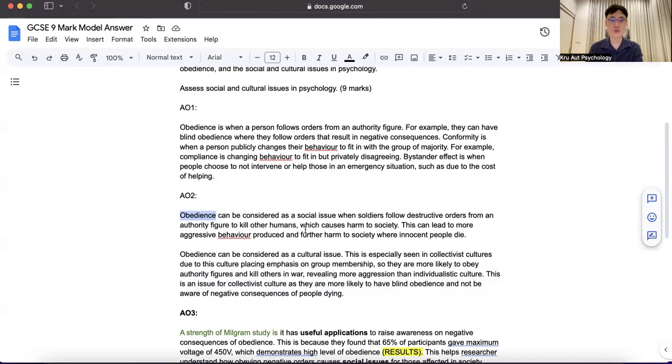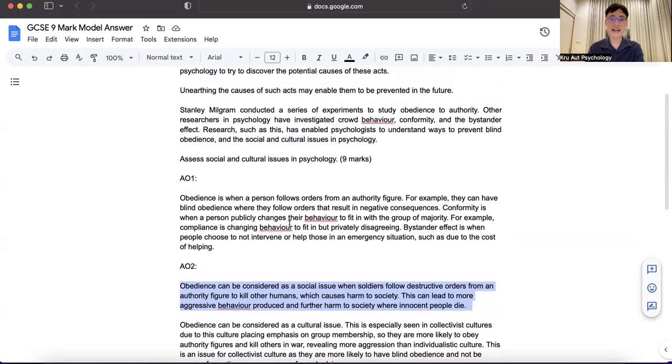Pick whether it's a social issue or a cultural issue. The thing is, we need to cover both social and cultural issues. That's going to be the 3 marks in AO2. But let's just look at obedience as an example in this video. I consider obedience to be a social issue in the first paragraph in AO2 here.